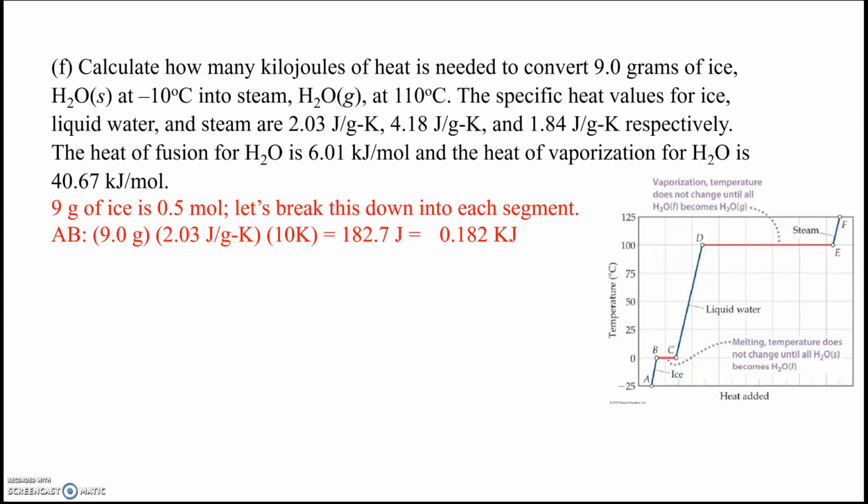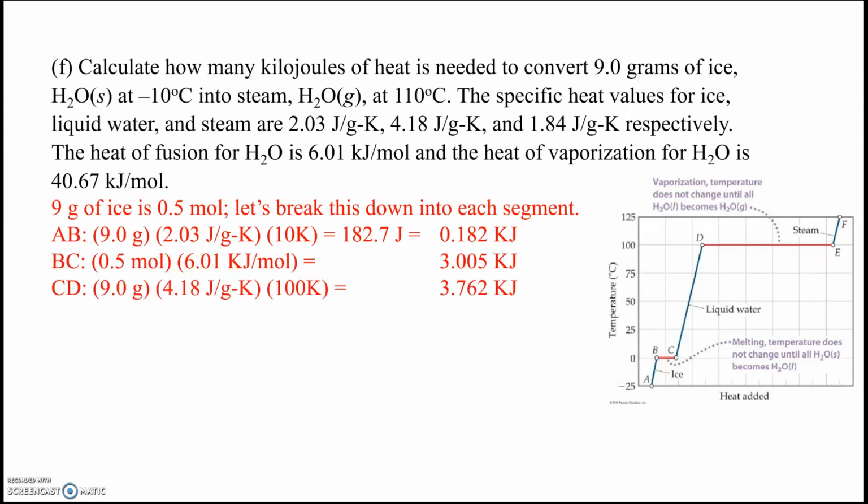In segment AB, I have 9 grams times 2.03 joules per gram Kelvin times a 10 degree Kelvin temperature difference. And that's 0.182 kilojoules. Now when I look at the next segment, BC, this is a phase change, so it's on a per mole basis, which is why we have to compute the number of moles. But I got half of a mole times 6.01 kilojoules per mole, so that comes out to be 3.005 kilojoules.